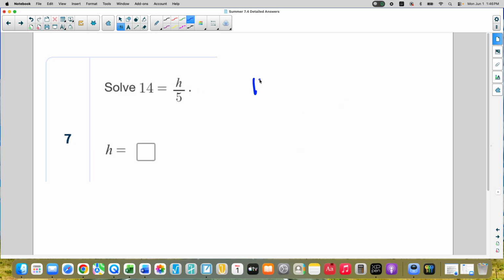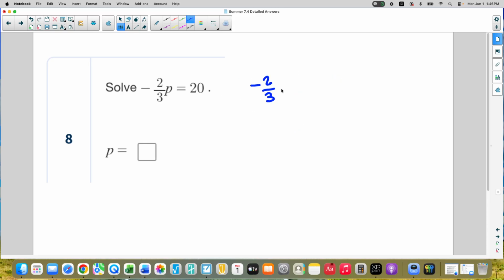Solve this. H is being divided by 5. The inverse of dividing by 5 is multiplying by 5. You get 70 equals h. That's good. We don't have to graph it. Just staying with it and making sure that everything is okay.